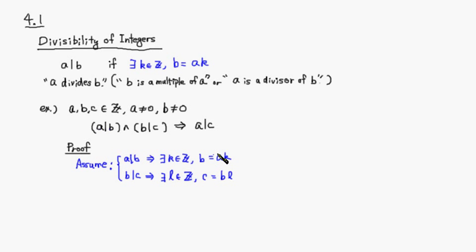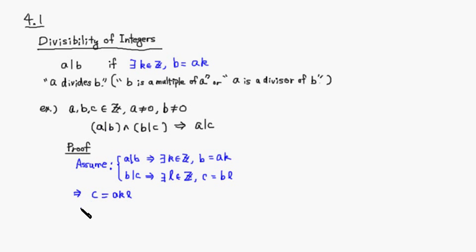Then we can combine these two equations together. Since we want to say C is a multiple of A, C can be rewritten as follows. B is the same thing as AK, so I'm going to replace B by AK. So you have AK times L. You can see that C is going to be A times some other integer.